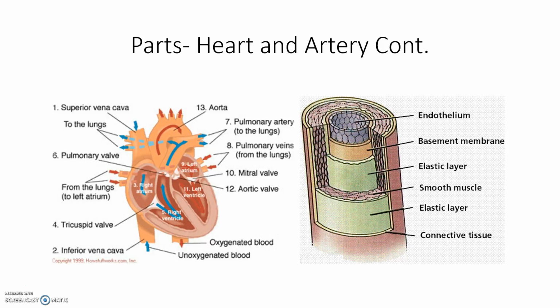So here are just the heart and the arteries. You can see the path of the blood flow through the heart. The blue arrows are unoxygenated blood. The red arrows are oxygenated blood. And then you can see the different layers of the artery.